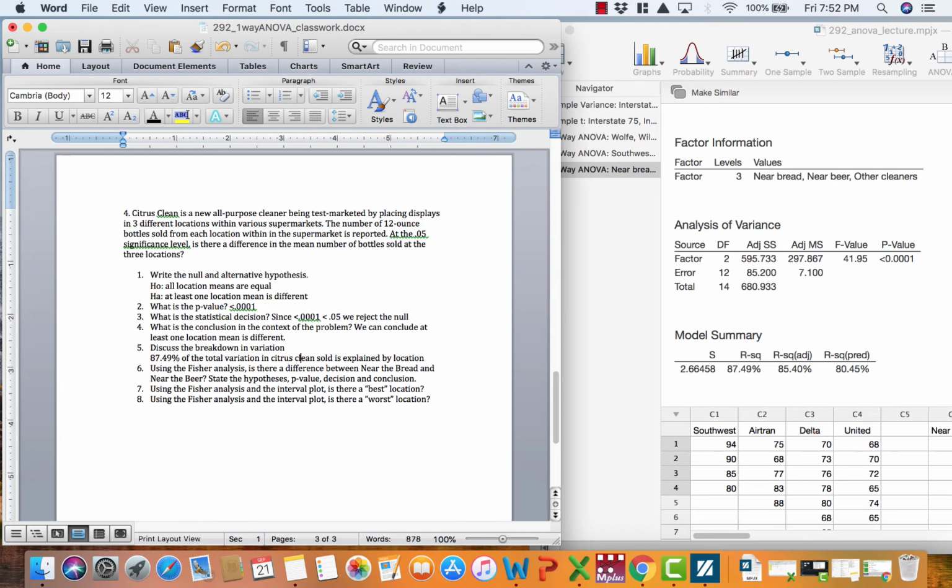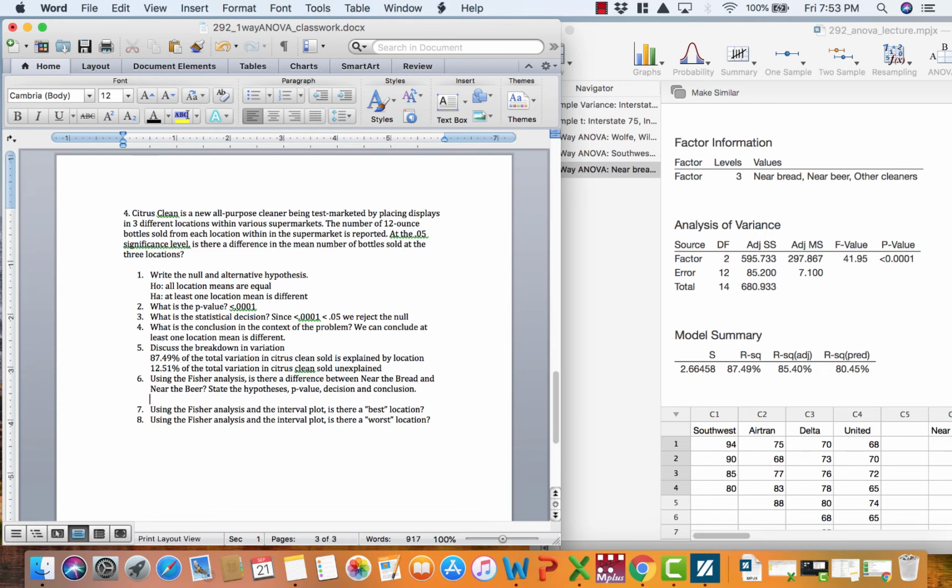If you're a sales manager for Citrus Clean, then obviously you're thinking, hey, I really need to hone in on where I'm placing my Citrus Clean. That leaves 12.51% of the total variation in Citrus Clean sold unexplained.